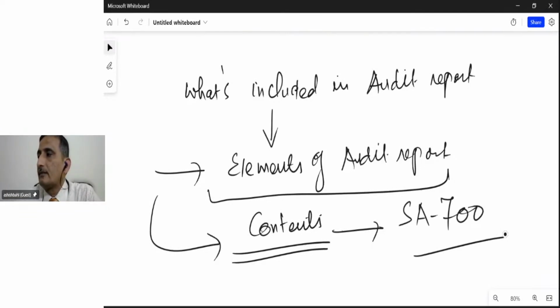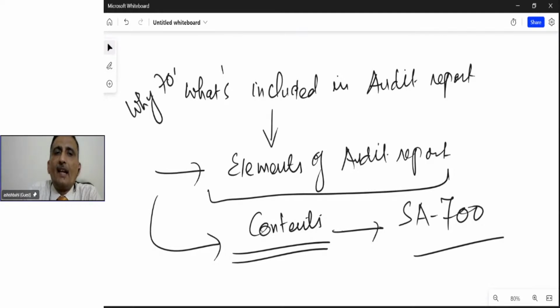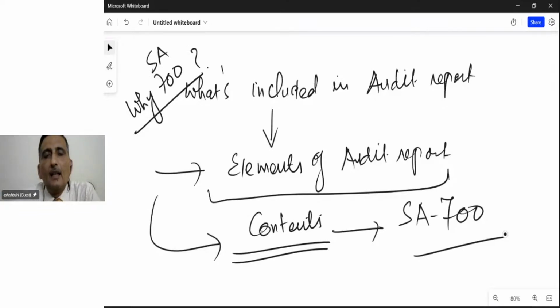Okay. So clear, guys? One question would be arising in your mind, students, that is, what is the need for this standard? Why SA 700? Tell me. You would say that the auditor has performed all his procedures. He has got the audit evidence. Why can't he straight away issue a report containing his opinion?